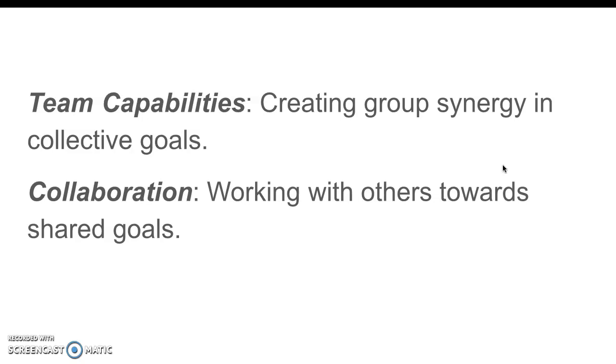I hope you have a better understanding of the interpersonal clusters of emotional intelligence, social awareness, and social skills.